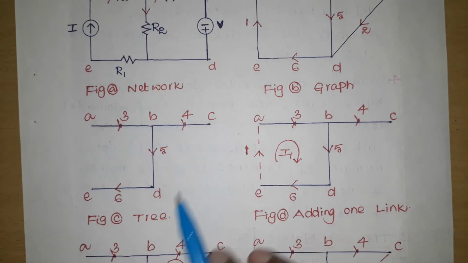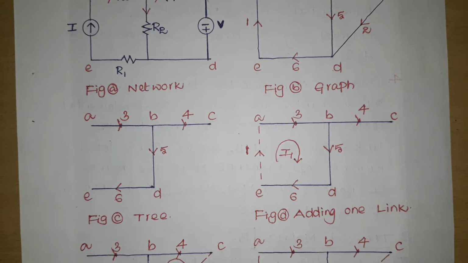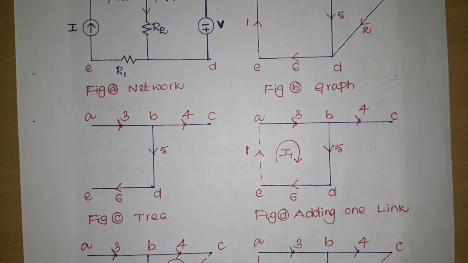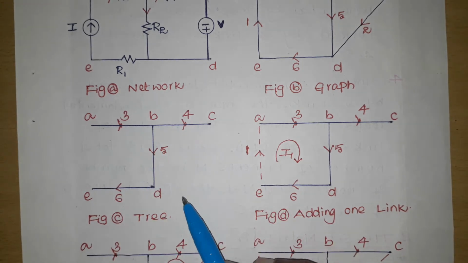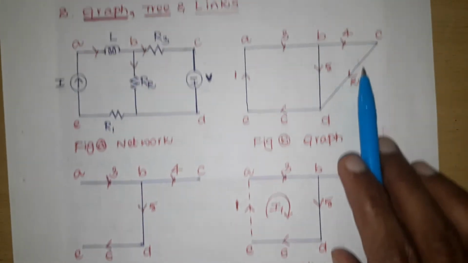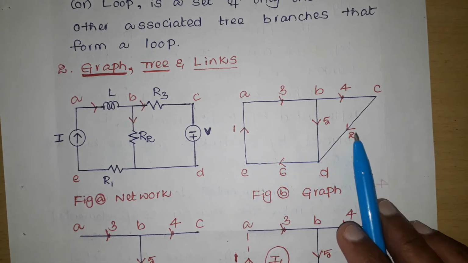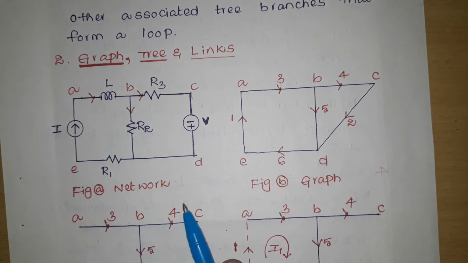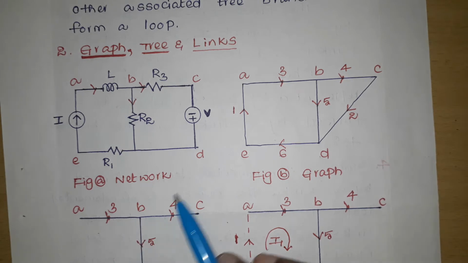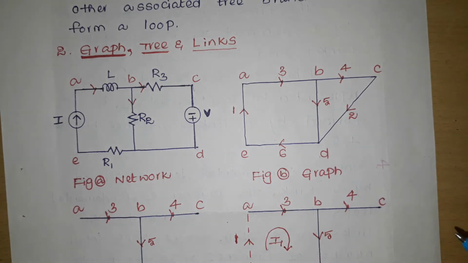So tree means there should be a path from one node to any other node, and there should not be any closed path. So there should not be any loop. Then this is a tree. So here 1 and 2 form the links. 1 and 2 are links, and 3, 4, 5, 6 are twigs, the tree branches, and 1, 2 are branches of the co-tree.